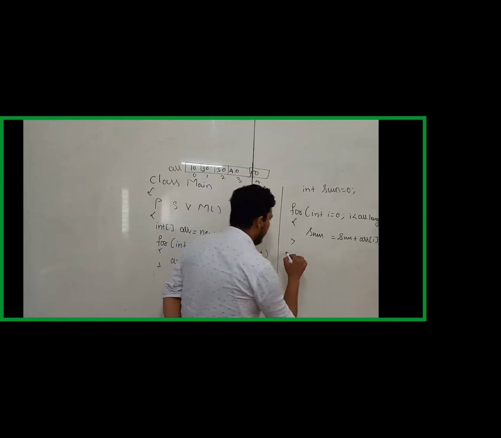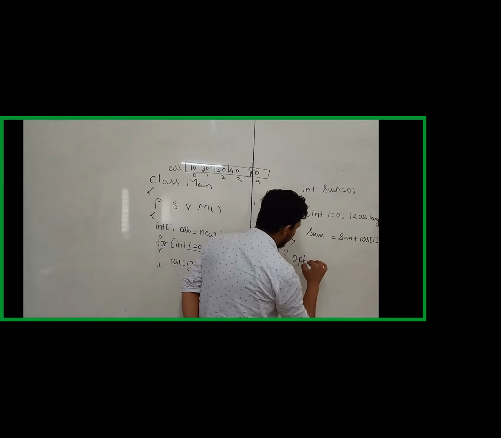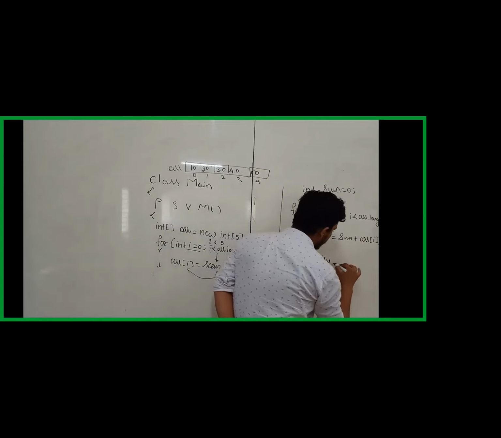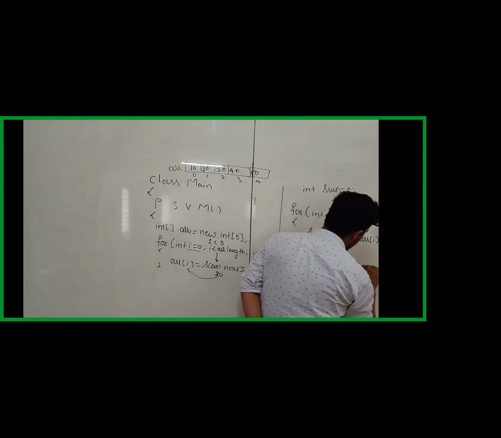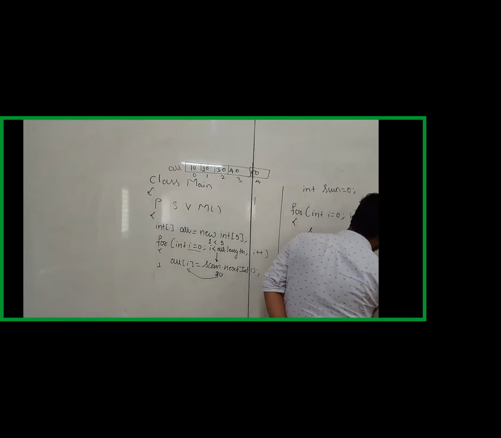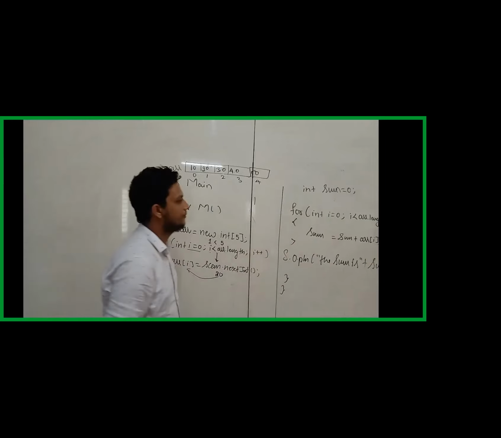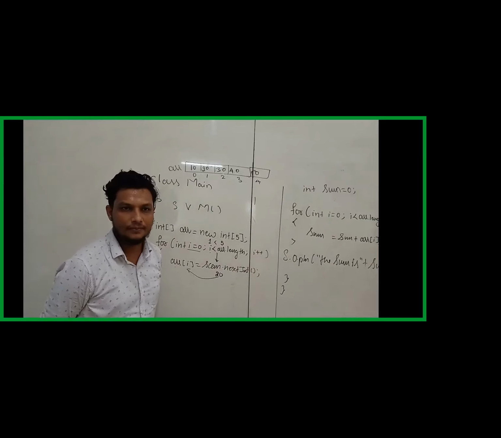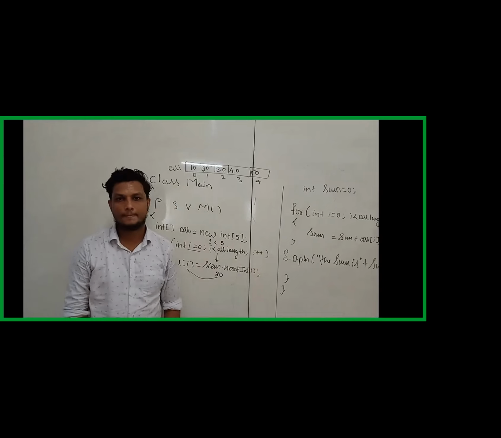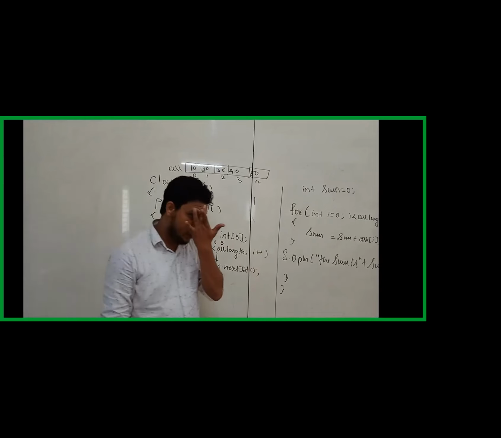Now what I'll do, I'll write System.out.println("The sum is " + sum). Okay, I'll close the main method and close the class. Shall we do the tracing of this one? Did you understand, or do you want me to do the test? Understood? Please let me know if you have any doubts.